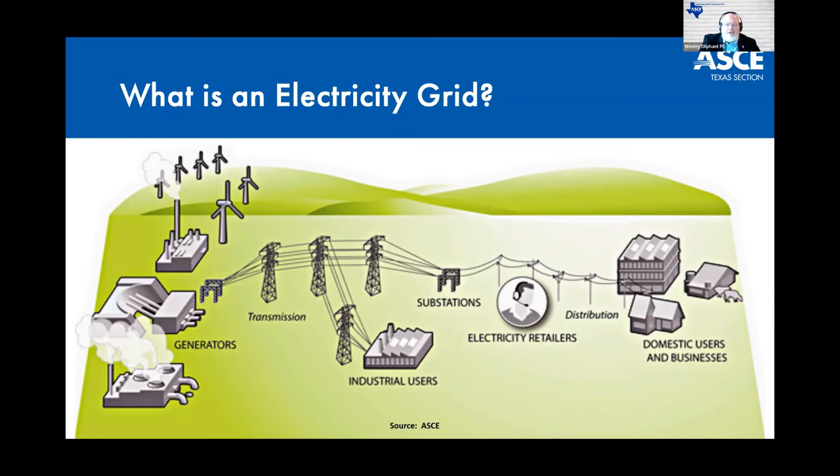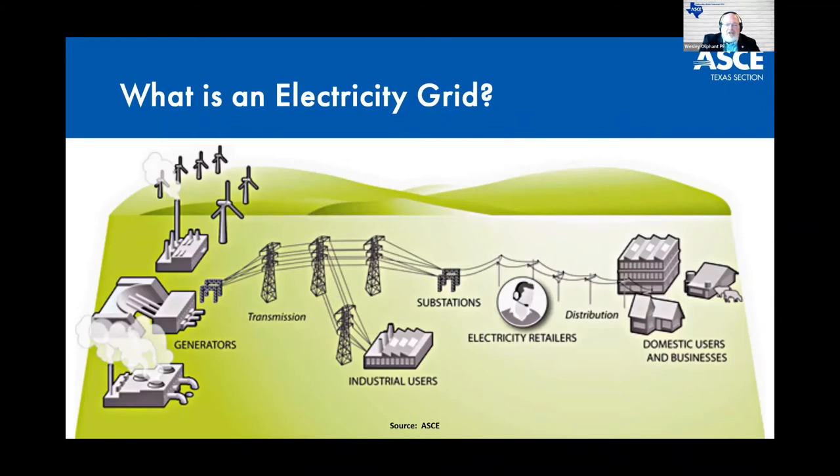The next component is transmission, and this is the system of poles and towers and wires that move the electricity from the generators to where it can be used. This is really the area of my expertise, but again, it's all part of the grid. Within ERCOT, there are almost 53,000 miles of transmission lines. ERCOT oversees the flow of electricity through all of these lines and ensures that the balance between electricity demand and electricity supply is maintained. And we're going to talk about that balance in a moment.